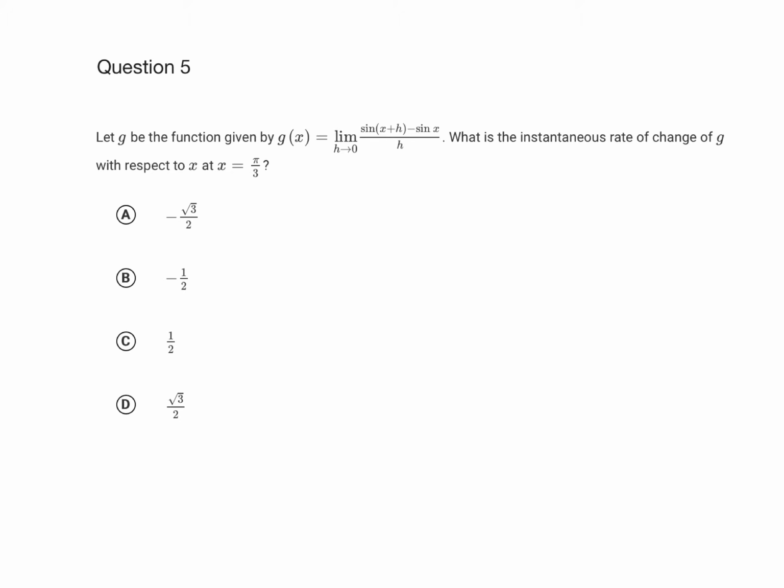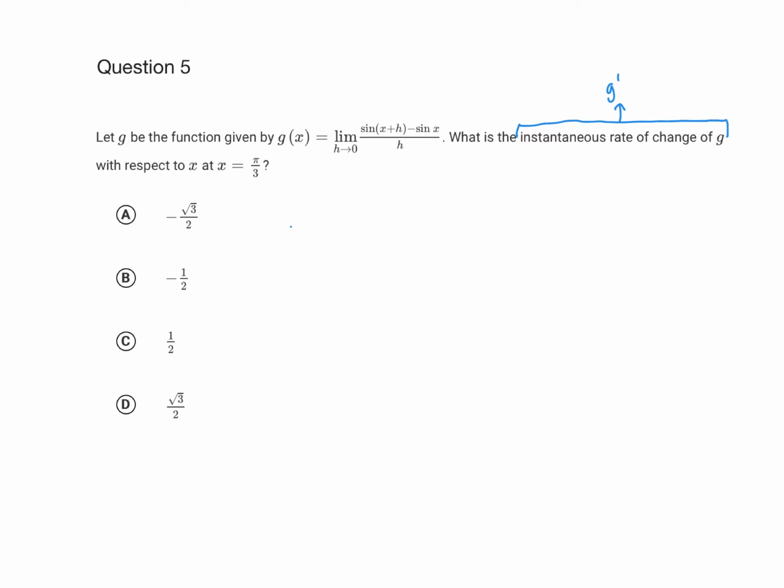Okay, so g is given in terms of this limit. And then they ask for the rate of change of g, so instantaneous rate of g. So anytime they say instantaneous rate of change of g, they really mean g prime. Okay, so we have to find the derivative of g, but let's figure out what g is. Let's rewrite this. So this is just the derivative.